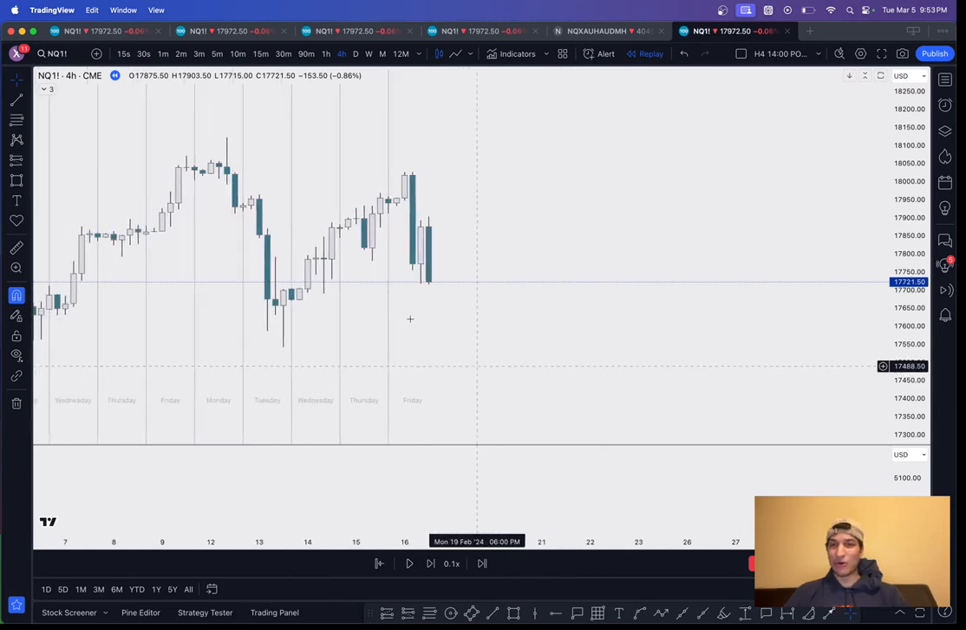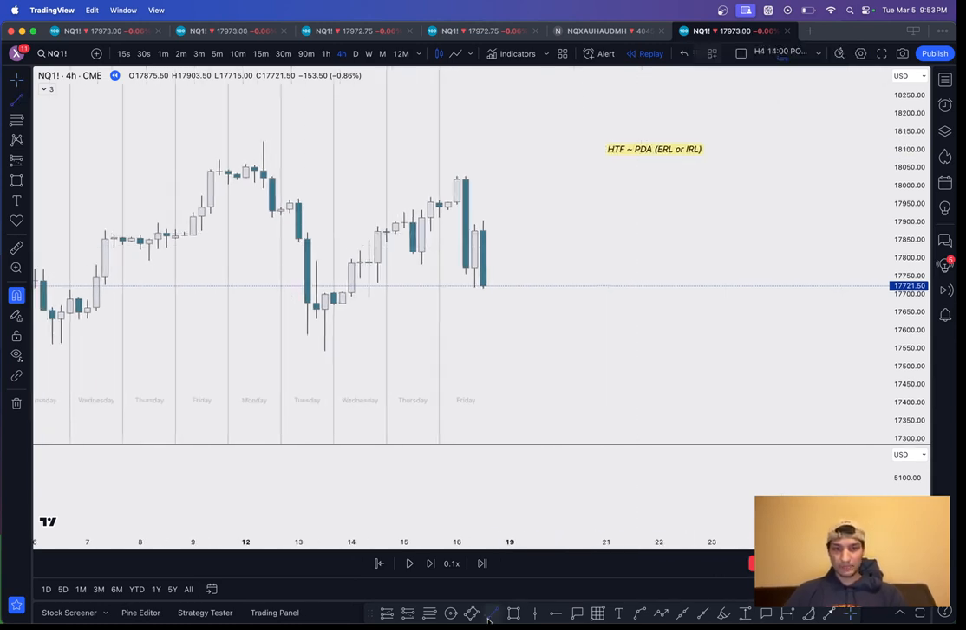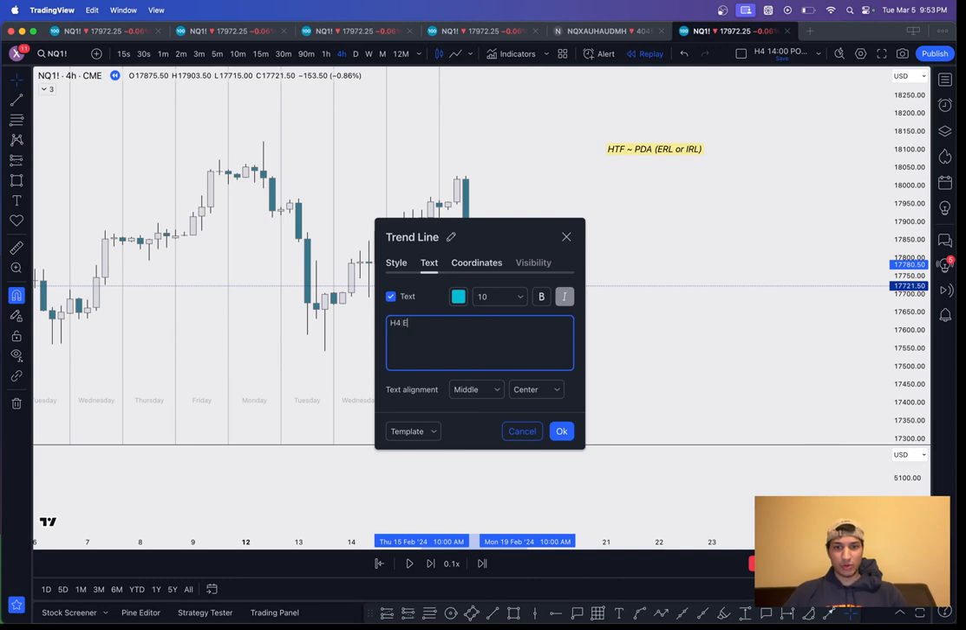Okay, so we have a 4-hour higher time frame array. So again, let's do our logic. Higher time frame is going to contain our PD array, ERL or IRL. We are going to wait for that PD array to be engaged by the market. I see this swing low in here, engaged. This is a swing low, so we'll label this our H4 external range.